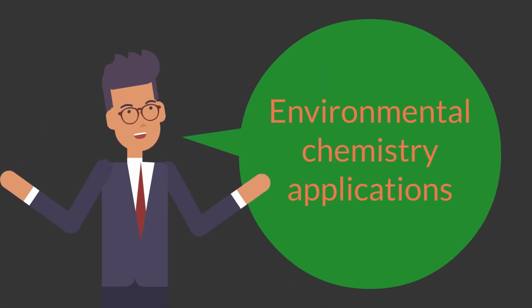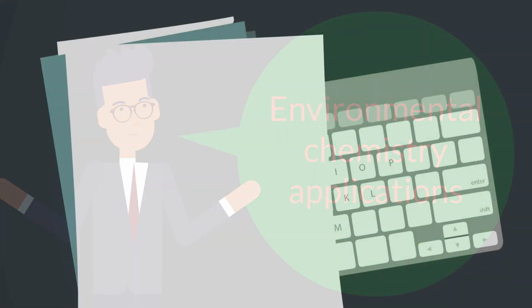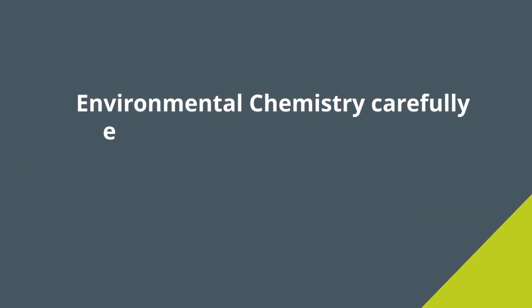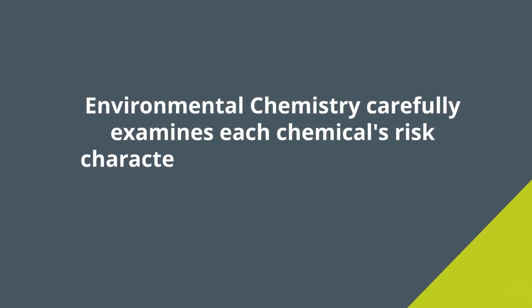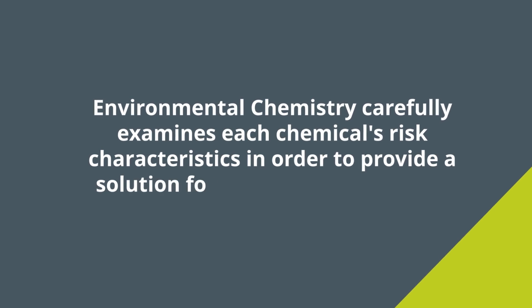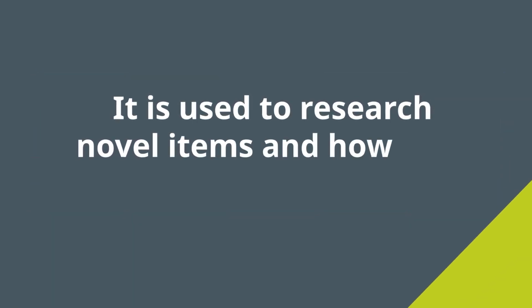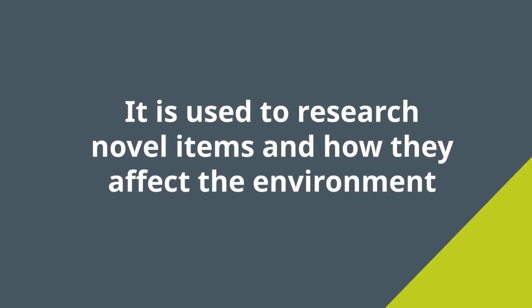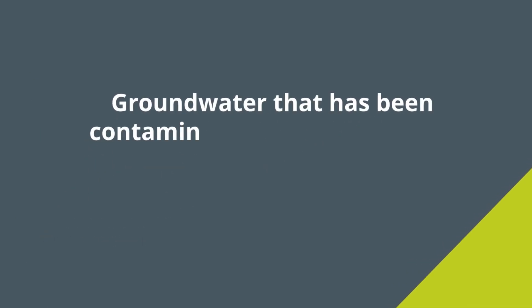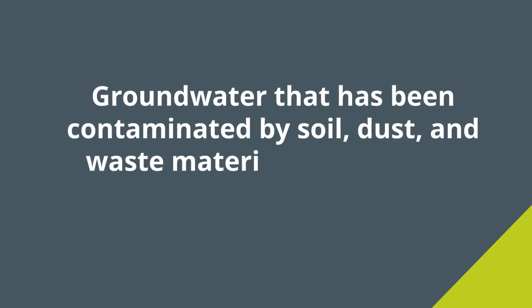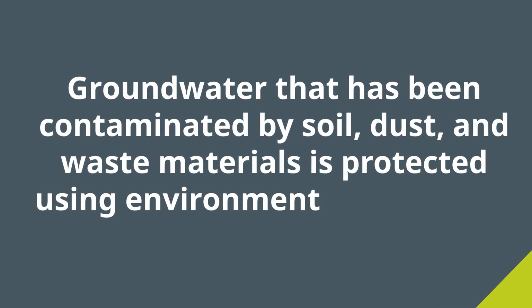Environmental chemistry applications. The following lists a few uses for environmental chemistry. Environmental chemistry carefully examines each chemical's risk characteristics in order to provide a solution for environmental safety. It is used to research novel items and how they affect the environment. Groundwater that has been contaminated by soil, dust, and waste materials is protected using environmental chemistry.